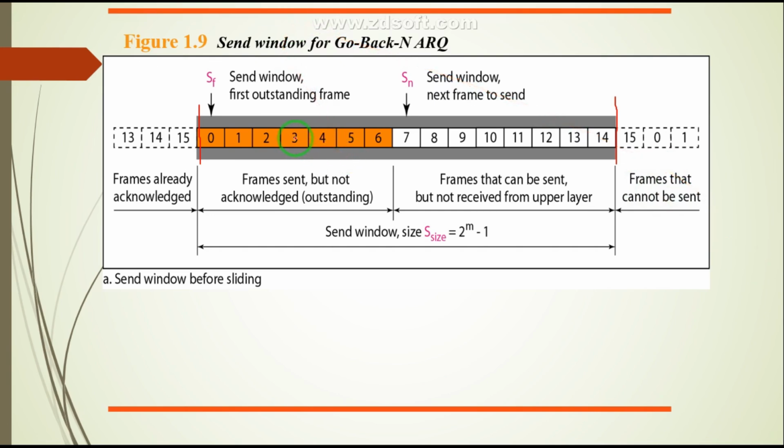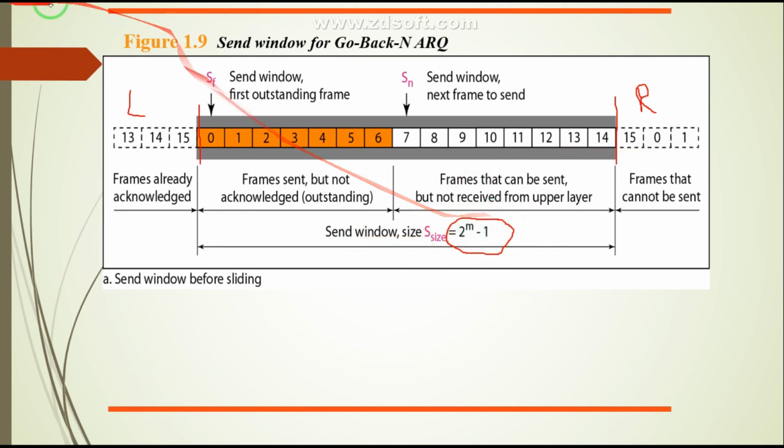We imagine that all the frames are stored in a buffer, and the outstanding frames are enclosed in this window, shown in the gray region. The frames to the left of this window have already been acknowledged, so we can purge or discard them. For the frames to the right of this window, we can't send them until the window slides over them. And the size of the window is 2 raised to m minus 1.